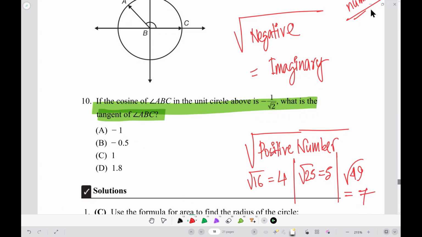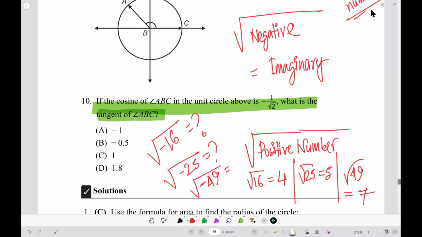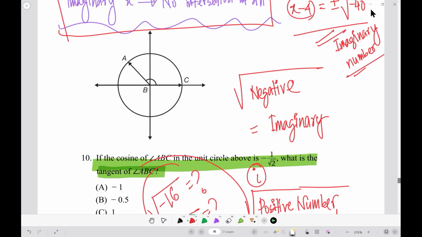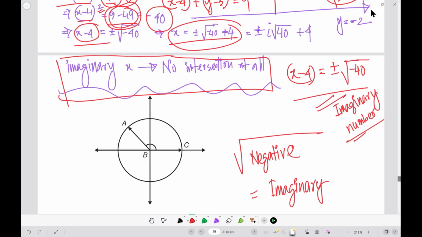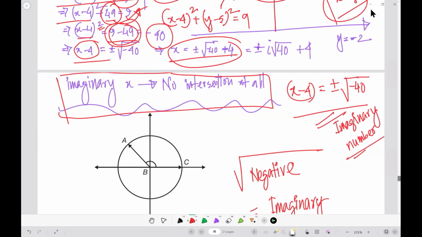But what if negative 16? What if negative 25? What if negative 49? This is basically an imaginary number problem. You need to use the imaginary number i to solve this problem. But I'm not interested in discussing much about that.